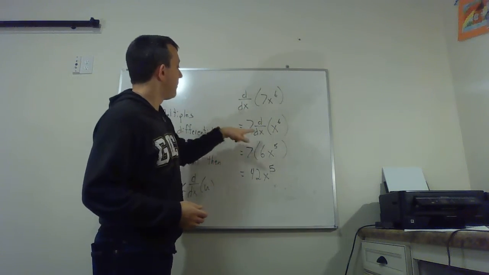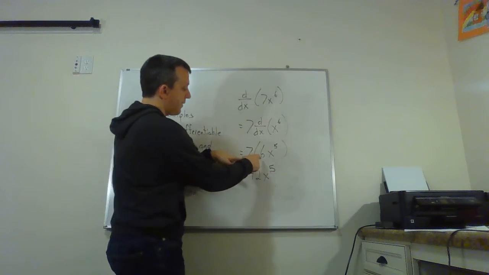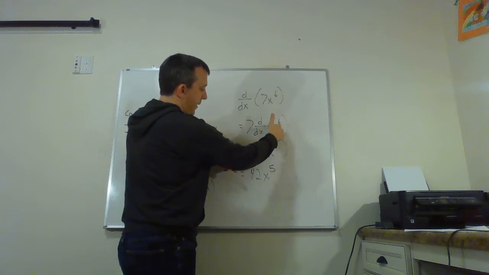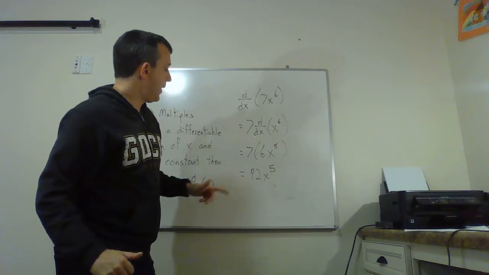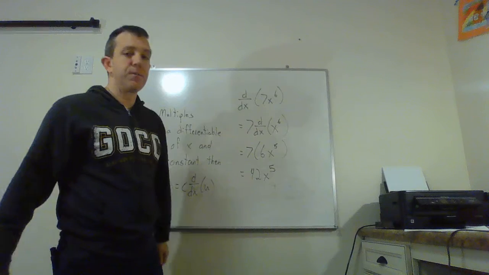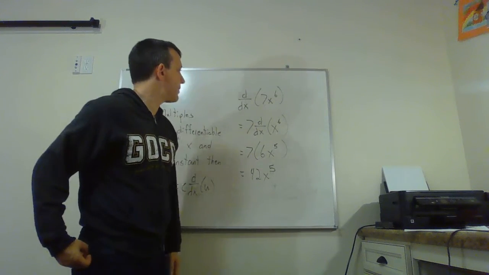So we can bring the 7 out front because it's just a constant multiple. Okay. And then the derivative of x to the 6th gives us 6 times x to the 5th. Again, the power comes down front, and the power is reduced by 1. And then we clean it up. 7 times 6 is 42. So our derivative here is 42x to the 5th.